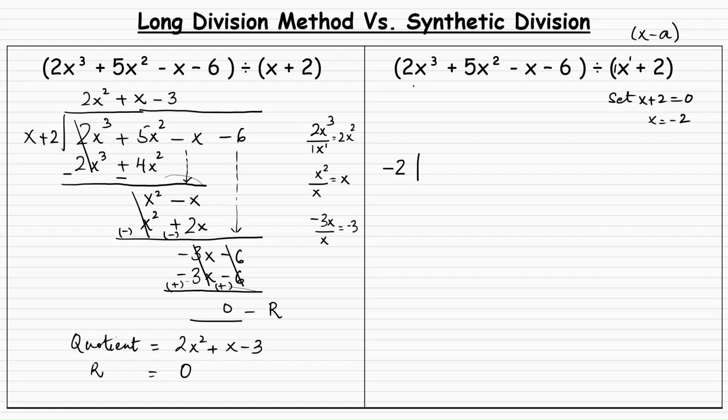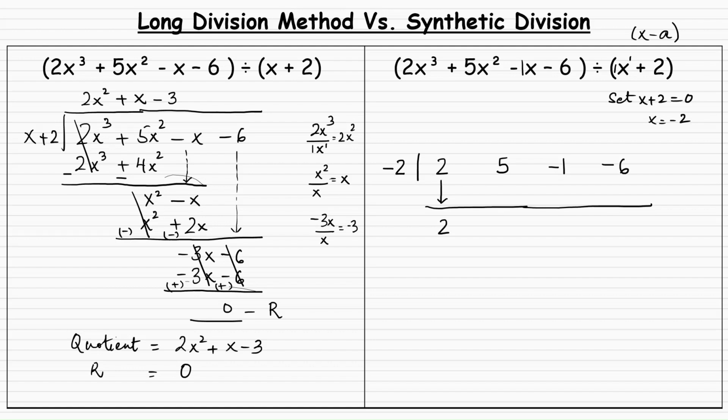Next step, write all the constant numbers or the coefficients of x over here. 2, positive 5. What is the coefficient of x? Minus 1. And the last is minus 6. Put a horizontal line. Bring down this first coefficient here, 2.